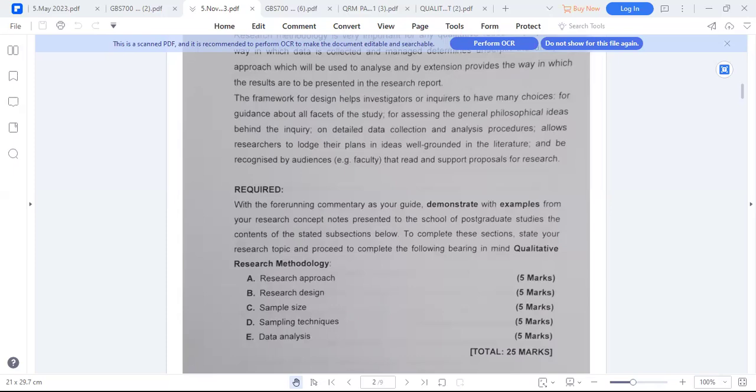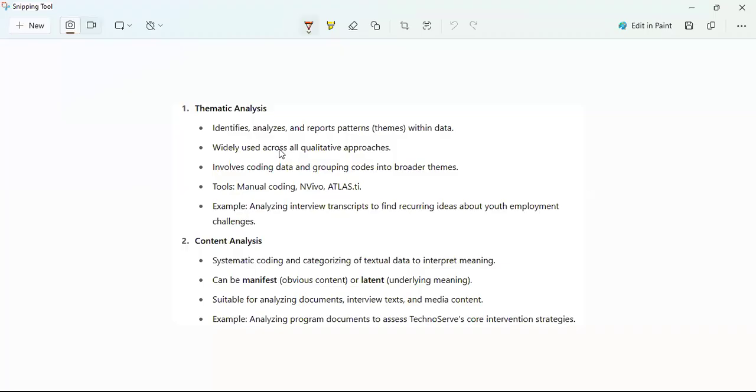So we talked about thematic analysis, which includes you identifying different themes. So it's used when you're dealing with qualitative approaches. So in the analysis, in case they go down to what tools are you going to use? You're going to use NVivo or Atlas.ti.